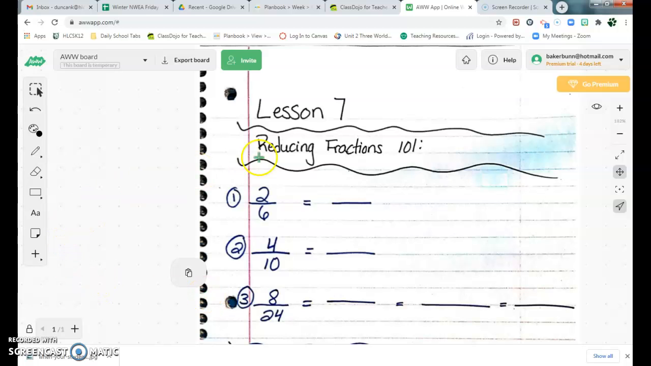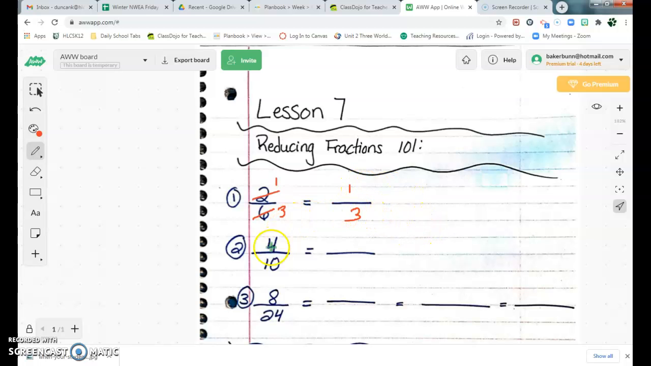Okay guys, so we're going to go through and reduce these fractions together. So I said earlier that if the numerator and denominator are even, then that means 2 can go into both of those. I know 2 can go into 2 one time, and I know that 2 can go into 6 3 times. So my reduced fraction is 1/3. And now that is the smallest form because nothing can go into 1 that can also go into 3.